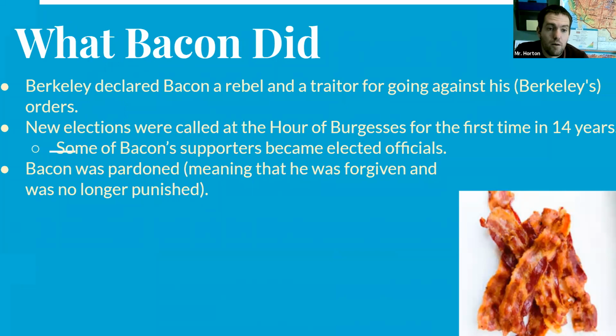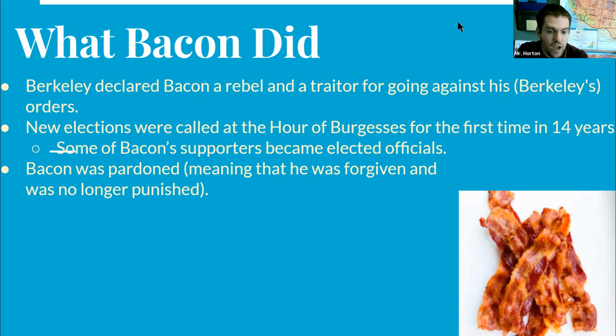And then, so we're about to get to number 2. We're just covering Nathaniel Bacon here. So we're going to get to what he did. So what did Nathaniel Bacon do? So Lord John Berkeley declared Bacon a rebel and a traitor for going against the government, for going against Berkeley's orders. And so new elections were held in the House of Burgesses for the first time in 14 years.